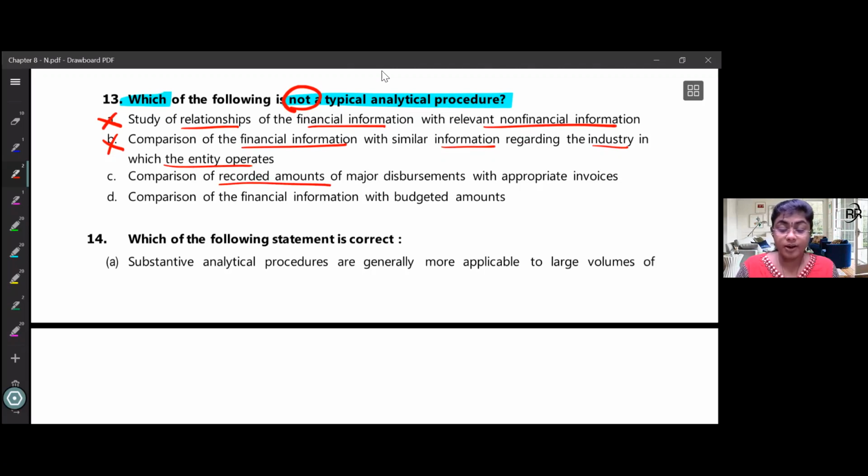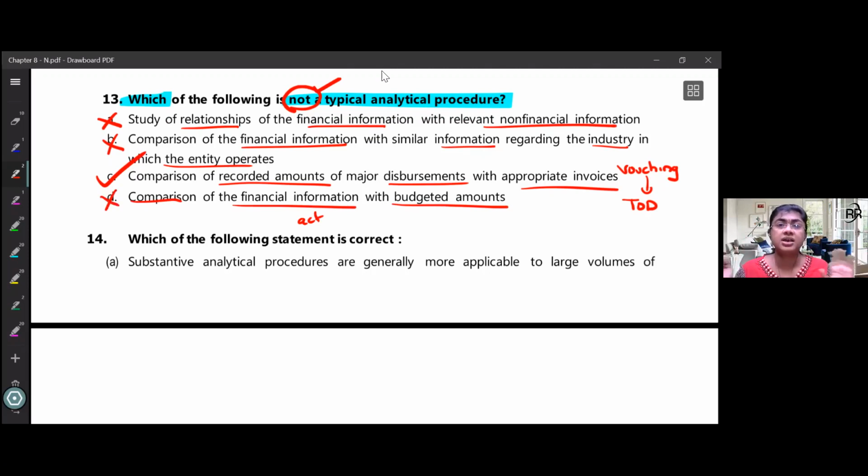Comparison of recorded amount of disbursement with appropriate invoices. Here it is vouching or verification, where you check the details with invoices, vouchers, which is part of TOD. So that's not analytical procedure. So the answer should be C. But wait, comparison of financial with budgeted, actual with budgeted. That is also tracing deviation, which is another analytical procedure. So the answer is C.